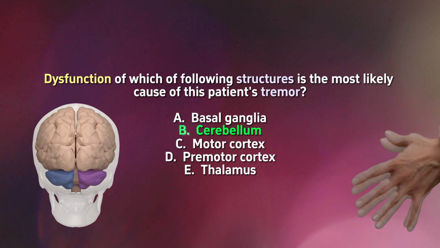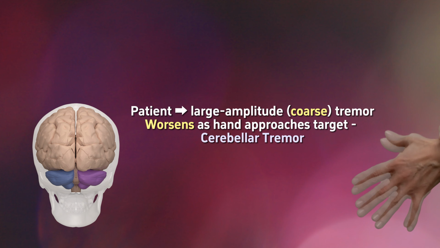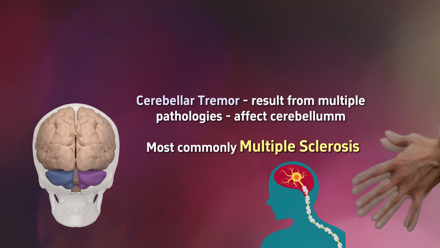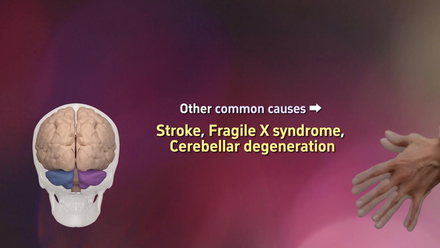The correct answer is B, cerebellum. This patient has developed a large amplitude, that is, coarse tremor, that worsens as the hand approaches the target, suggesting a cerebellar tremor. Cerebellar tremor can result from multiple pathologies that affect the cerebellum, most commonly multiple sclerosis, as in this patient. Other common causes include stroke, Fragile X syndrome, and cerebellar degeneration.